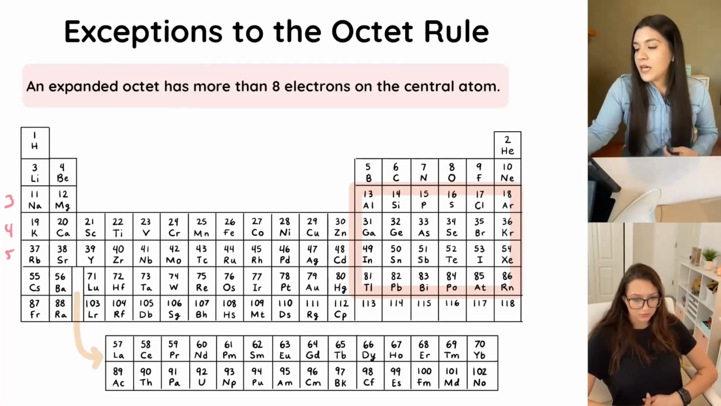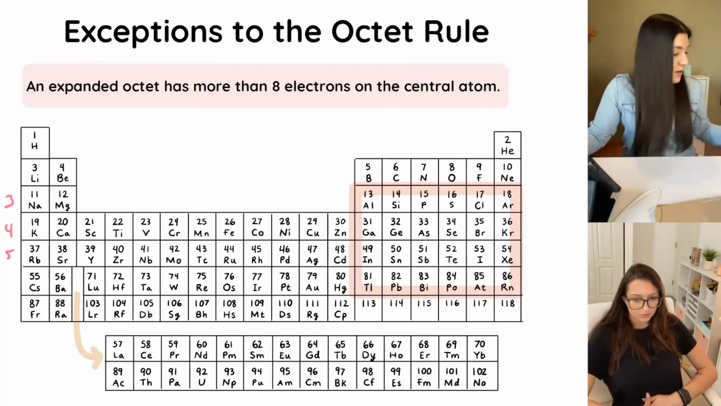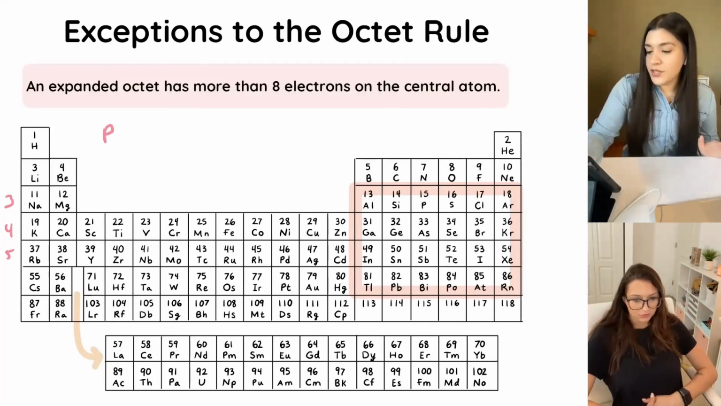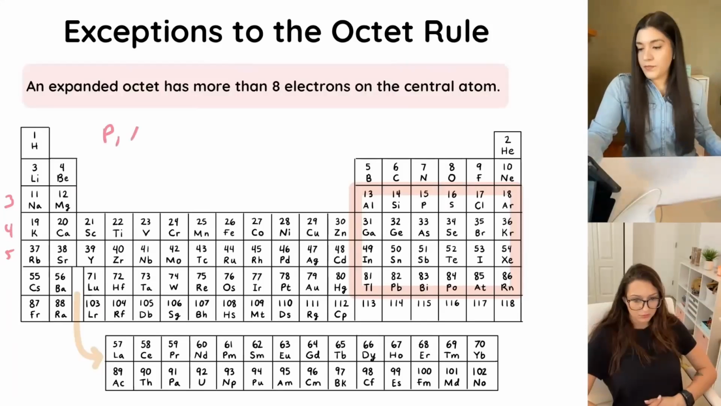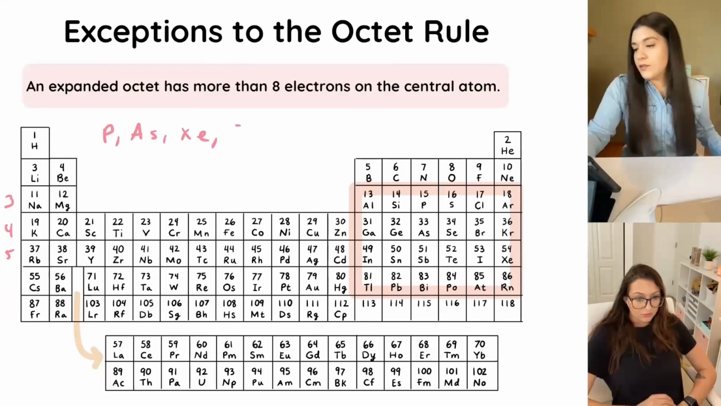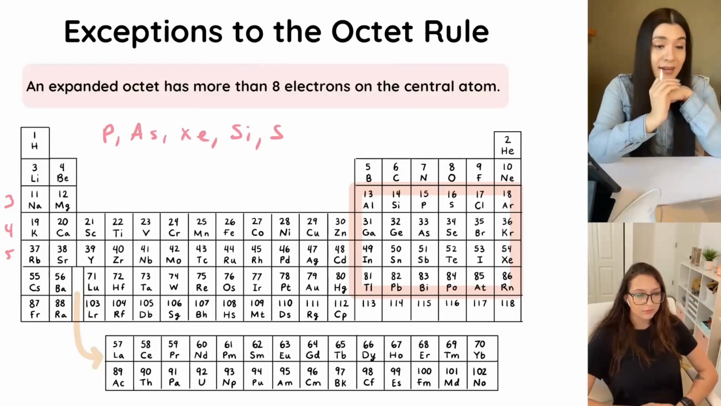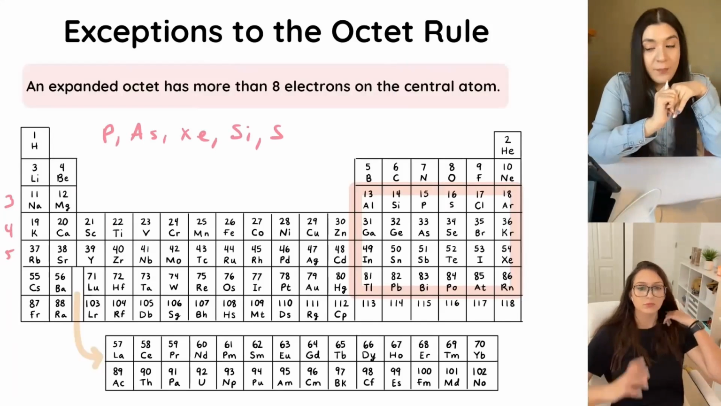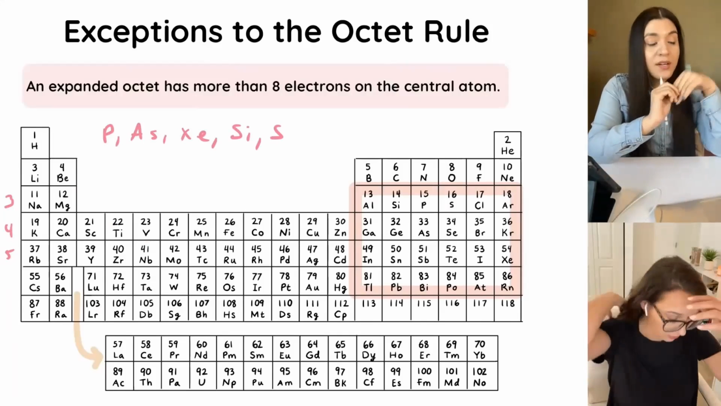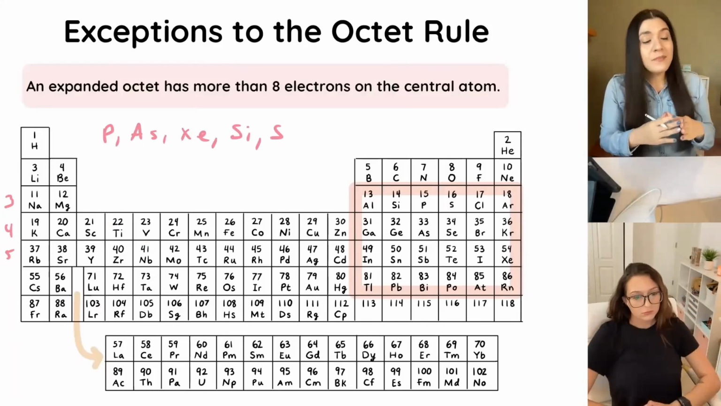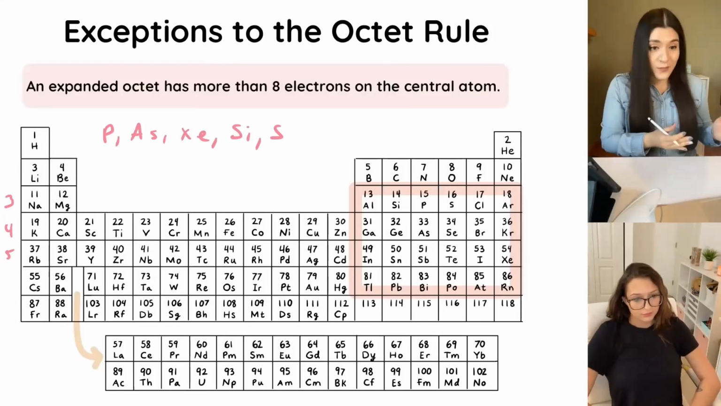So the main ones that I always see, and I wrote that down. The examples that you're probably always going to see are phosphorus, let's see, all of these, hold on. And sulfur is one of them as well. These are probably the most common ones that are going to be used. Now, something that I want to make a point here. These all have the possibility or potential to form an expanded octet. It doesn't mean that every single time they will.